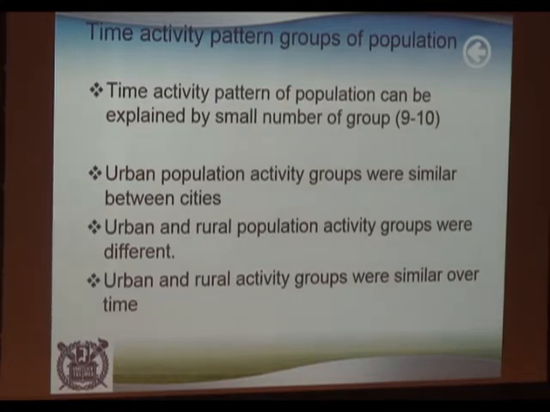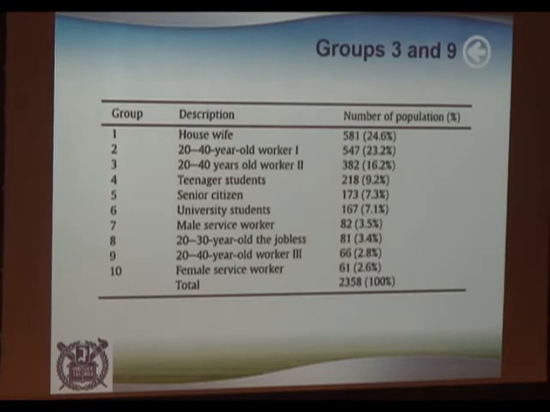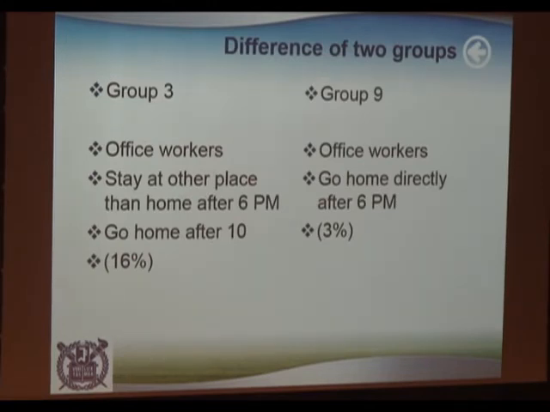So from this outcome, I assume that simulating this activity pattern can simulate the urban and rural population exposure. This is the data from Seoul, and I want to emphasize group 3, group 4, and group 9. Both of them are office workers. But one group stays someplace other than home after 6. Group 9, they go home after 6. So that is the difference between these 2 groups.